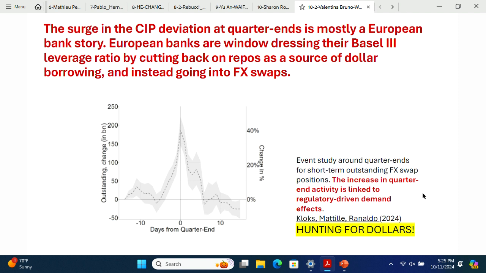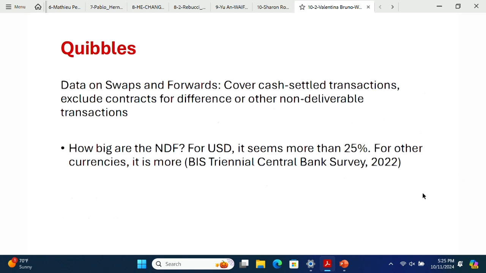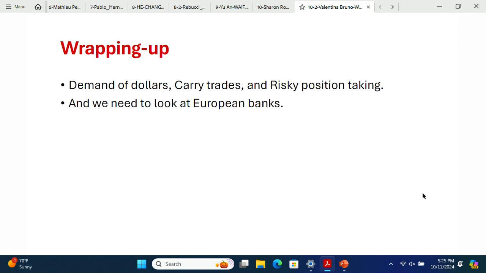Essentially, it is telling us that the surge in the CIP deviation at quarter end is mostly a European bank story. That's why it's important also to look at the European banks, because the European banks are window dressing their Basel III leverage ratio by cutting back on repos as a source of dollar borrowing and instead going into the FX swaps. I'm gonna skip all the quibbles and I will wrap up.